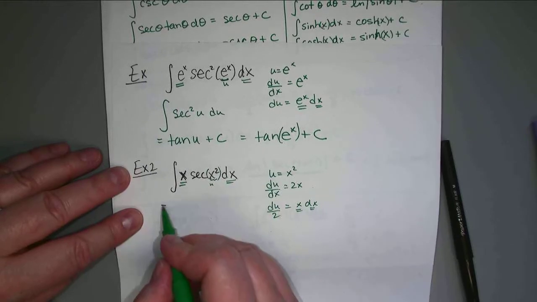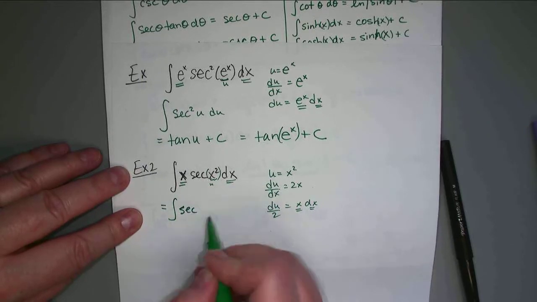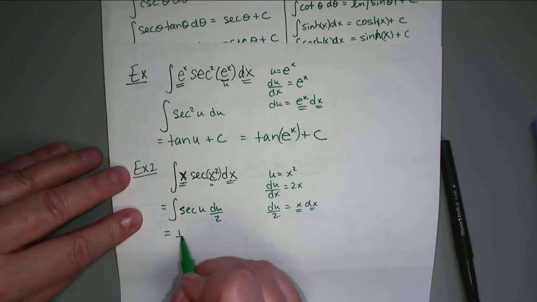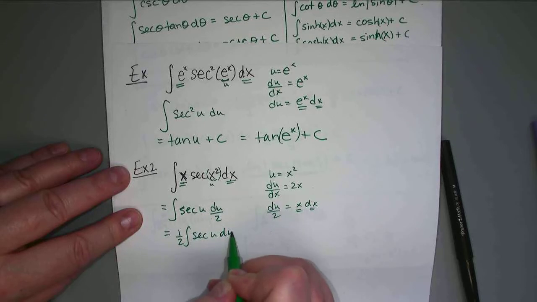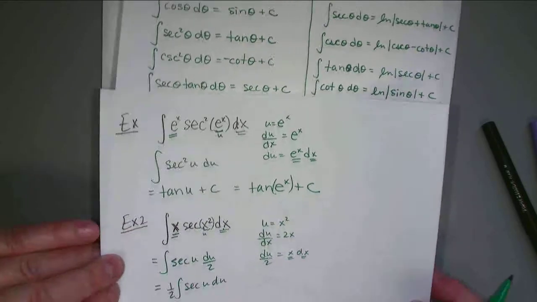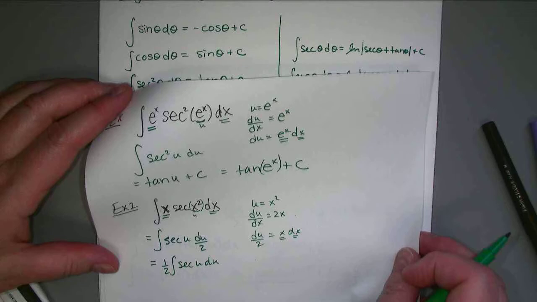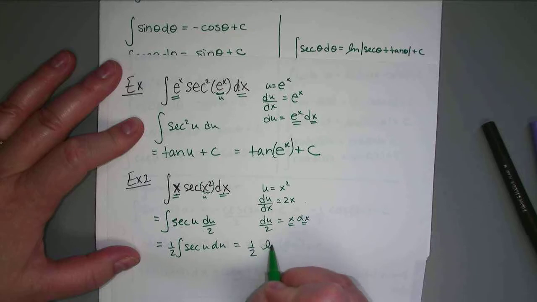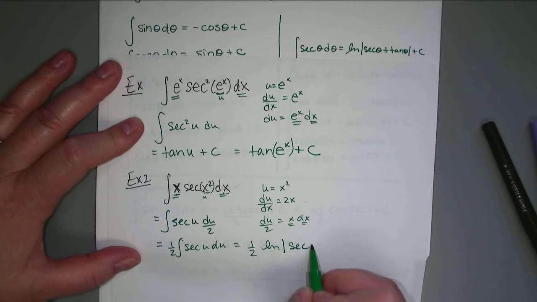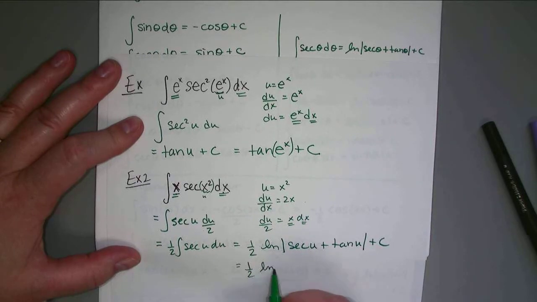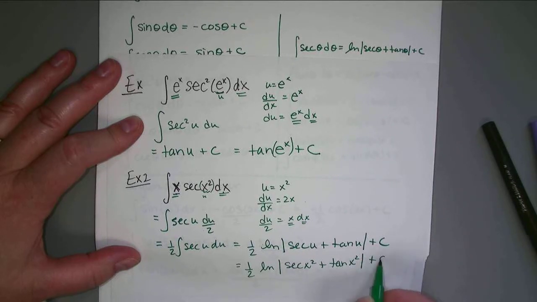So replace it. Oops, secant, write that first with the u. Drop these off, and in their place, du over 2. Bring that 1/2 out front. And the integral of secant, see if we can get it up here. There it is, the top of the page. Right there. So 1/2, this would be ln of secant u plus tan u plus c, and then replace the u. u is x squared.